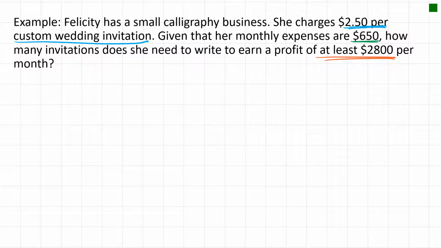So the amount of profit that she earns is going to depend on two things. It's going to depend on the dollars she makes, subtract her expenses, and what she wants to know is that she needs to earn at least a profit of at least $2,800. So I'll say her profit, or what she makes minus her expenses, must be at least or greater than or equal to $2,800.